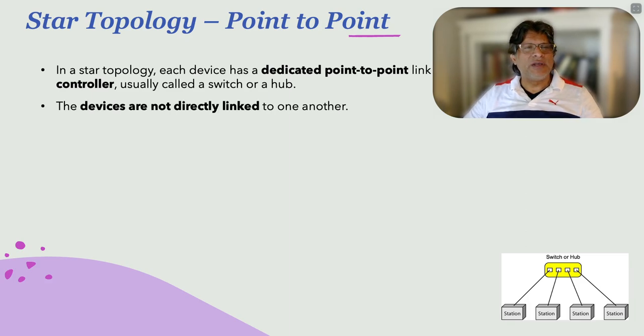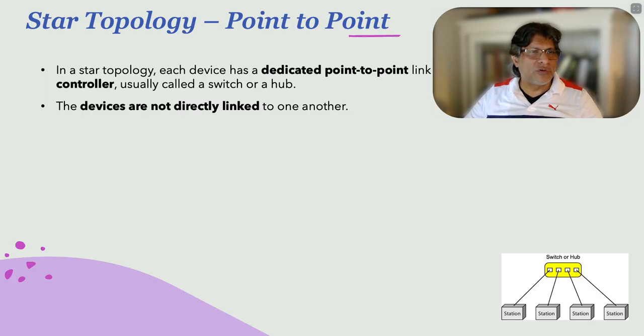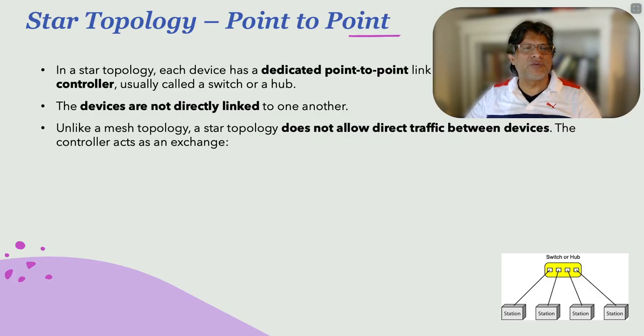Now, the devices are not directly linked to each other. So you can see the difference here, right? Unlike the mesh topology where each and every device was linked to each other, devices here are not linked to each other. They are connected to a central station, which is basically the central controller or the hub or the switch in this case, right?